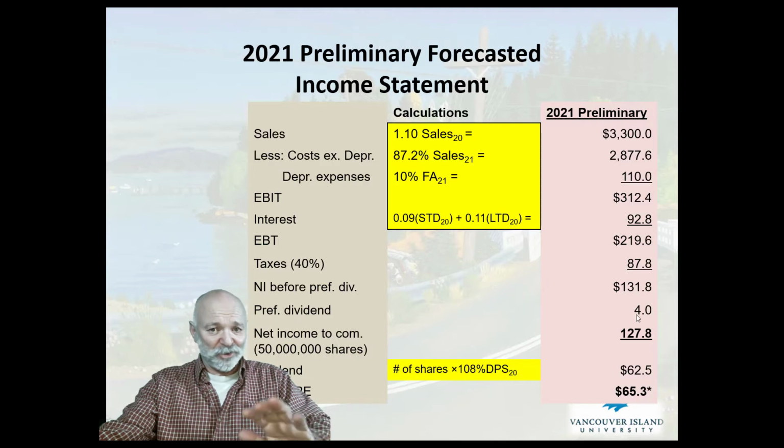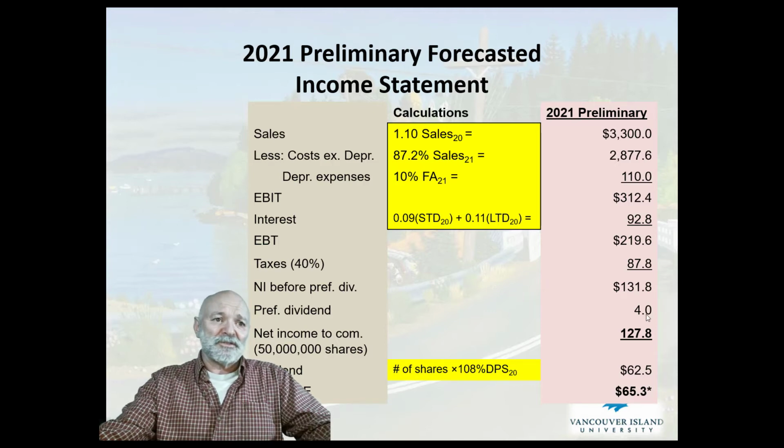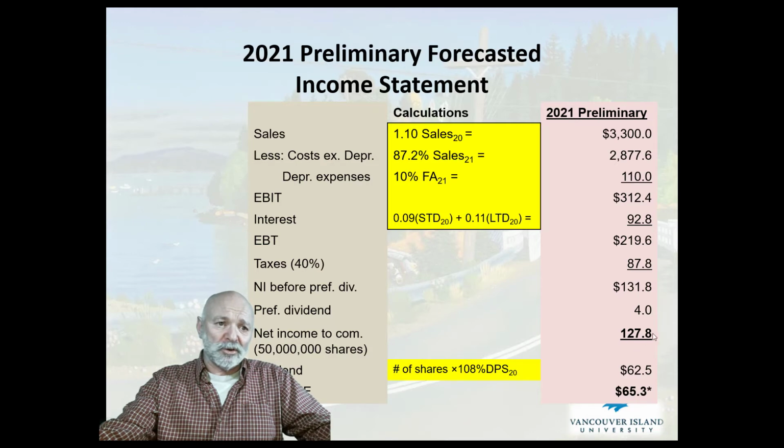Preferred dividends, you know all about preferred shares. That was $4 million, and it has to be paid out before we can consider distribution of any money. And so that leaves us with net income available to the common shareholders of about $128 million.